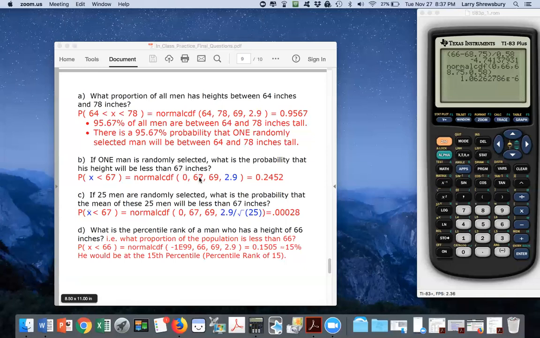This is the upper bound, because we're talking about less than, to the left of 67. And this is your center and spread of your population distribution. And so that's the probability right there.